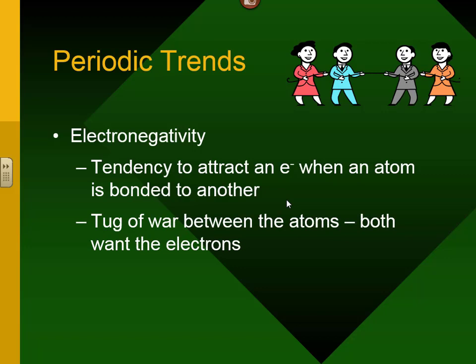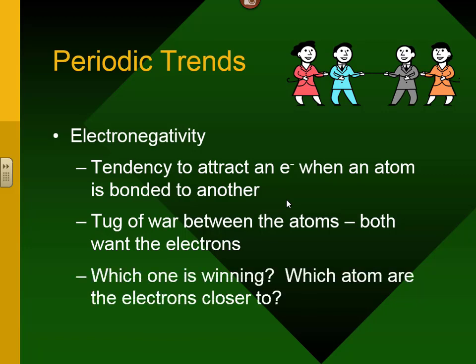It's almost like a tug of war. Those two atoms are almost like they're fighting over the electrons. If they both want the electrons, the trend of electronegativity can tell you which atom is winning that tug of war. It can tell you which atom the electrons are closer to.